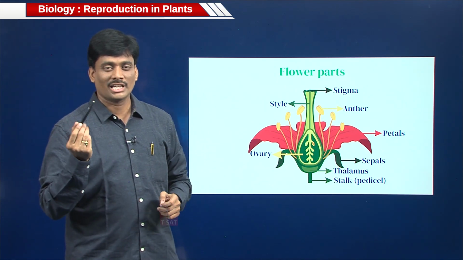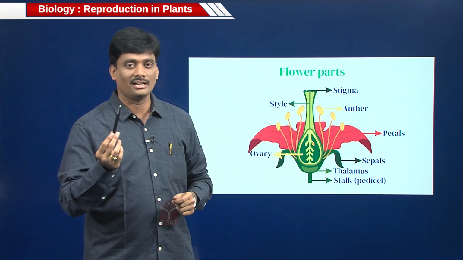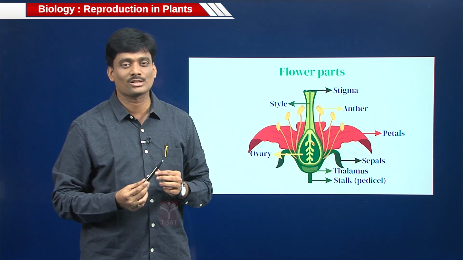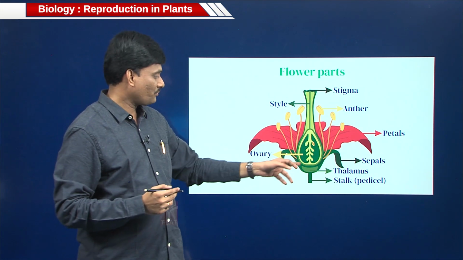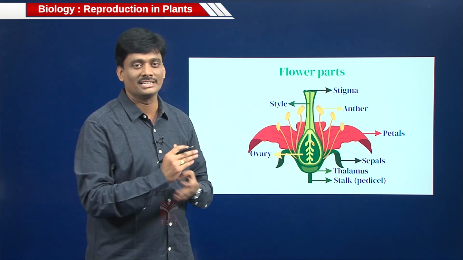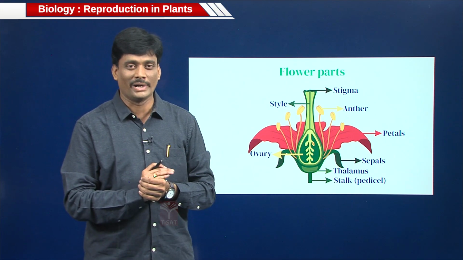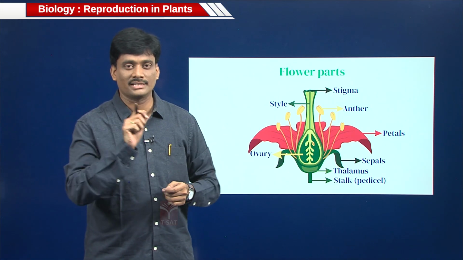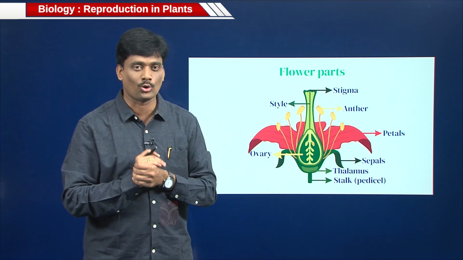Here the sepals are present in a circle, and that circle is called the calyx. The colored structures, especially the colored leaves appearing in this image, are called petals, and these petals collectively form the corolla.